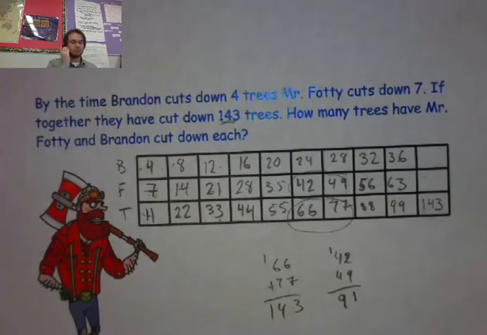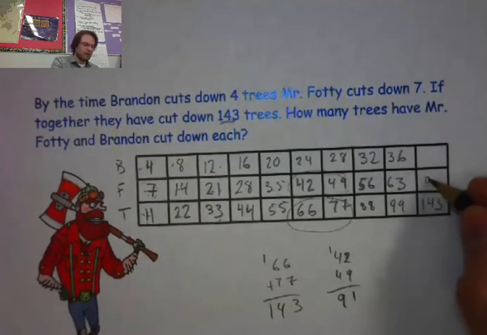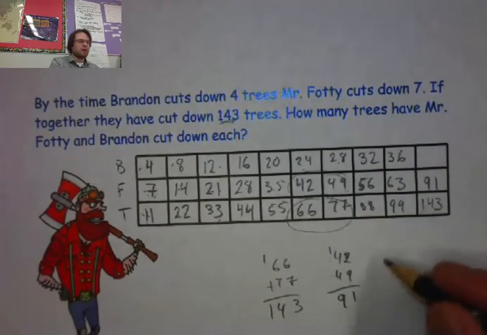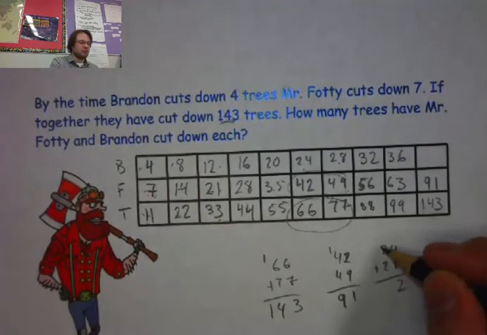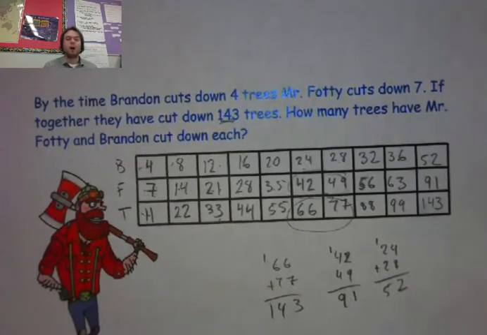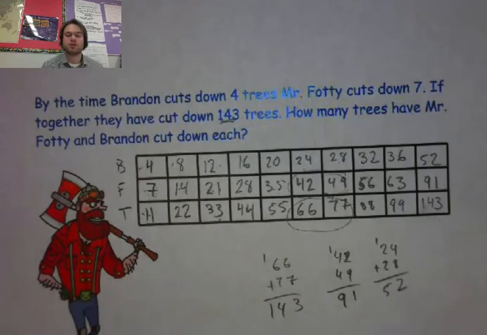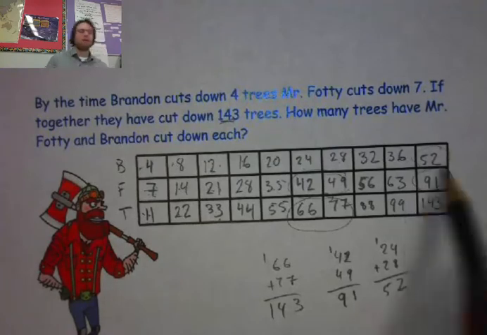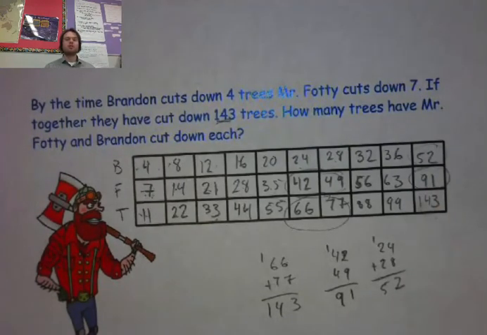Okay? So here we have 91. Now let's take a look at this next one. We're adding 24 and 28. So I have a 2, carry the 1, 5, 52. So now we found out how many trees each Mr. Foti and Brandon cut down. If they cut down a total of 143 trees, Brandon would have cut down 52 trees, and Mr. Foti would have cut down 91 trees. So that is how we use tables to help us solve problems. I hope you understood, and good luck on your assignment.